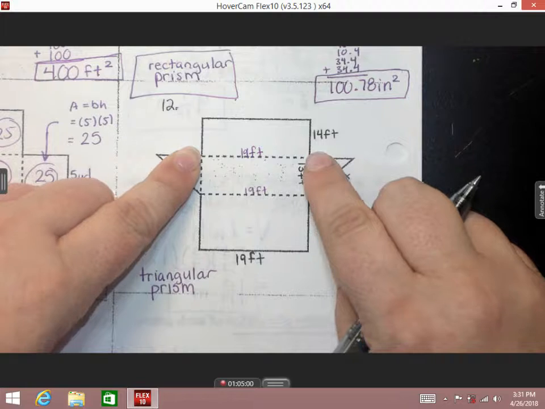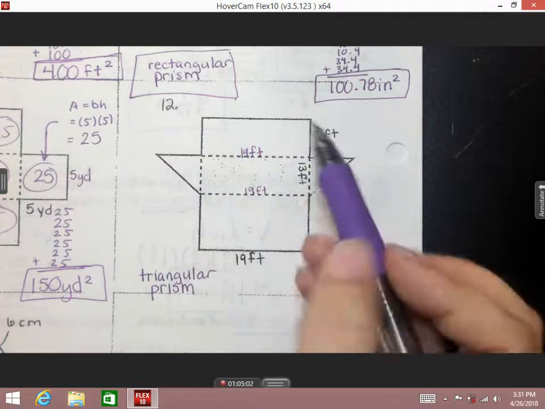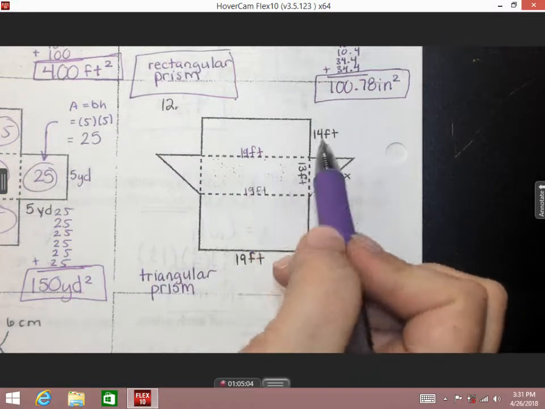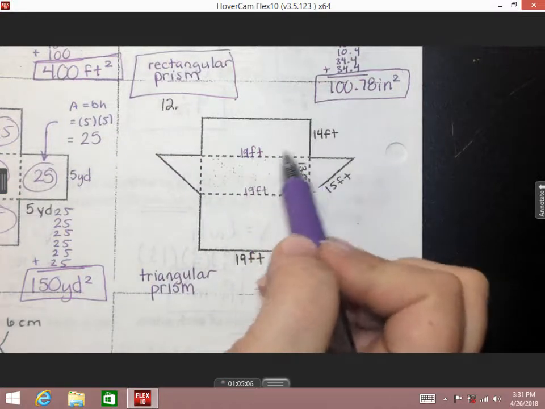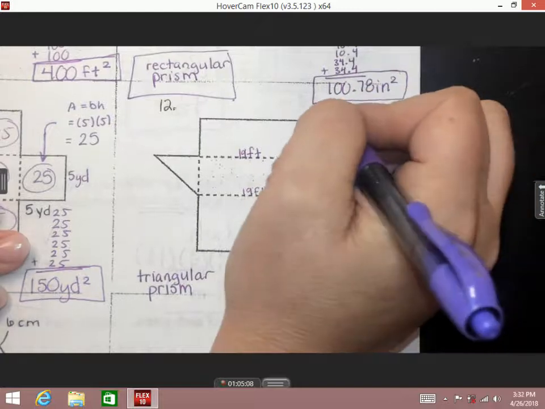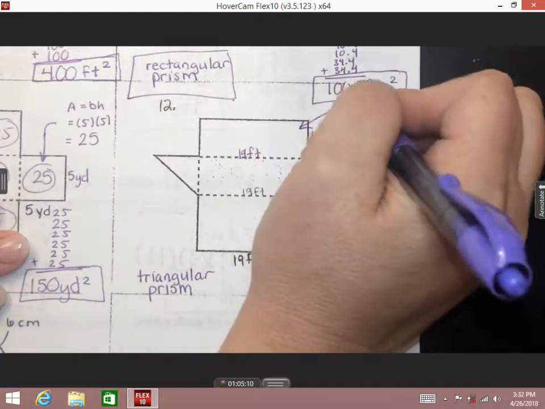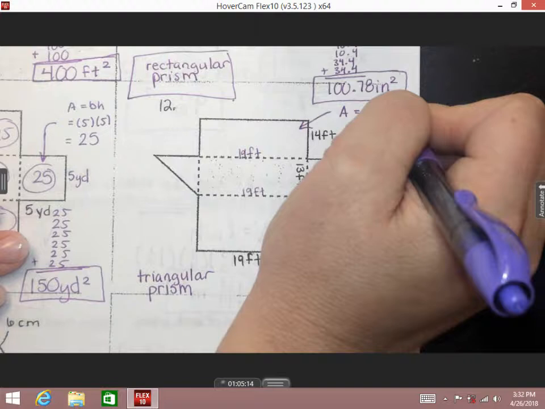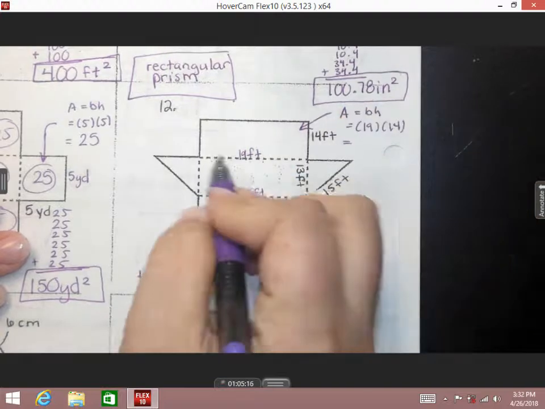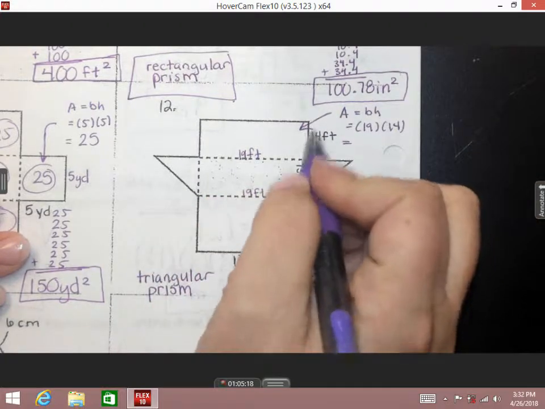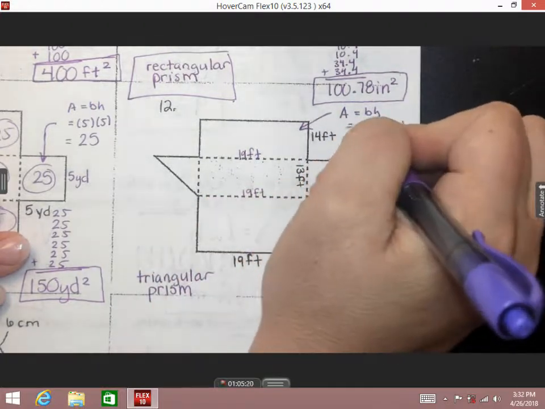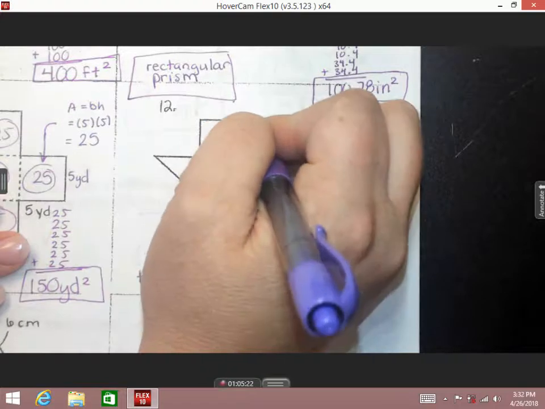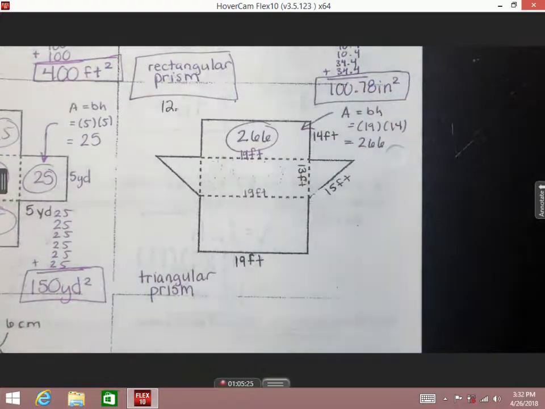All right, now I'm going to take a look at this because automatically I noticed when I was writing that 19, oh, I got 19, I got 14, that's a base, that's a height. I can go ahead and do that area. So area equals base times height. That base is 19, my height is 14. Again, you can see there's the base, there's the height. So that gives me 266. So this rectangle is 266.